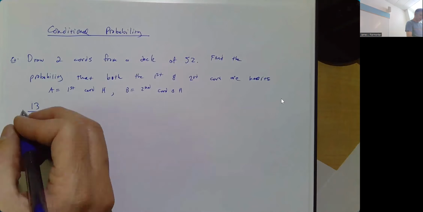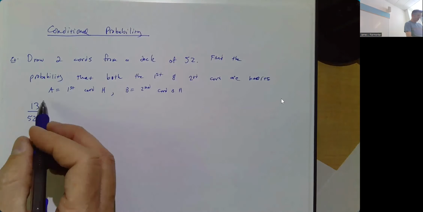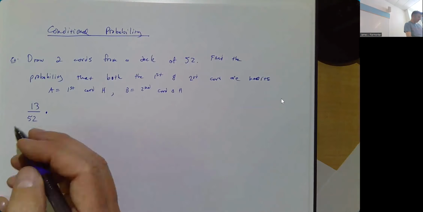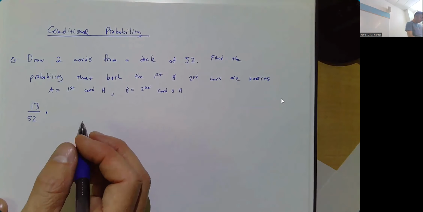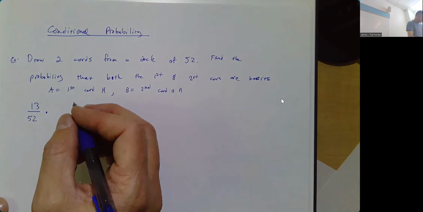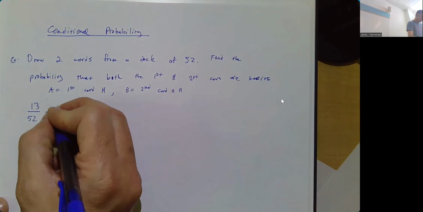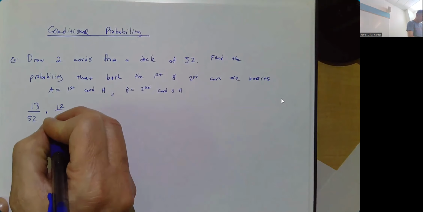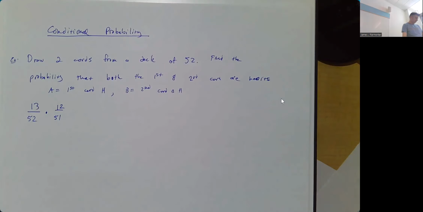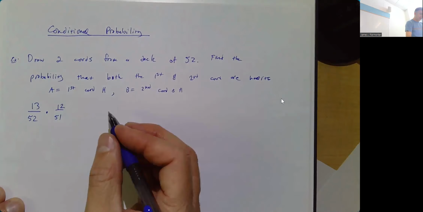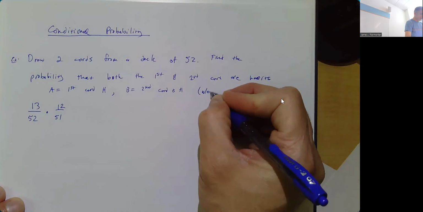So the probability the first card is a heart is 13 out of 52. The probability the second card is a heart is going to be 12 out of 51, because there were only 12 hearts left, we drew one of them, and there were only 51 cards left to draw from. And again, this is without replacement.